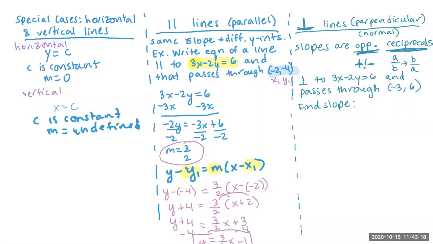Okay, so I'm going to say that the first step is finding slope, which we already did in the previous example. So we're going to say that the slope of the first line, 3x minus 2y, is 3 over 2. Can you guys now tell me, and we'll use this notation, what is the slope of the line perpendicular? Again, privately, what is the slope of the line perpendicular?